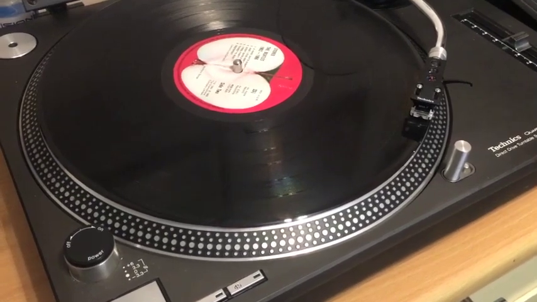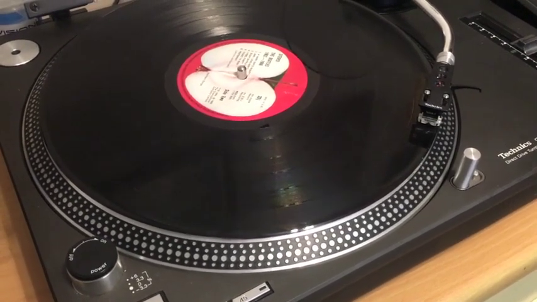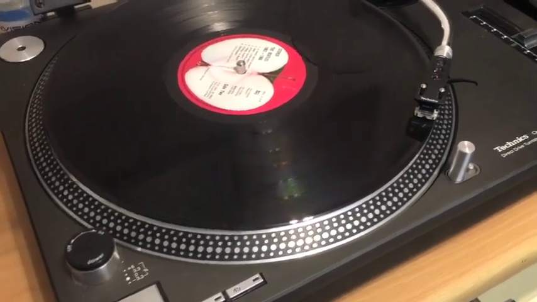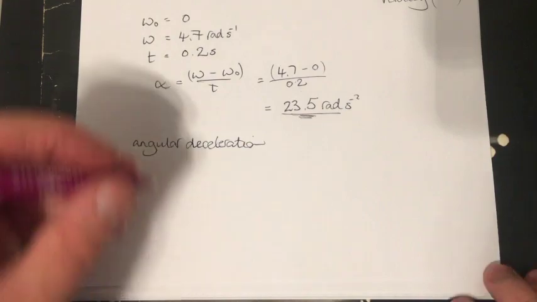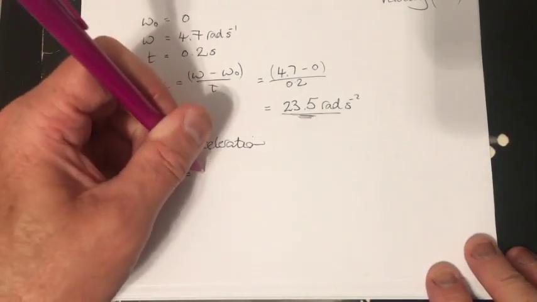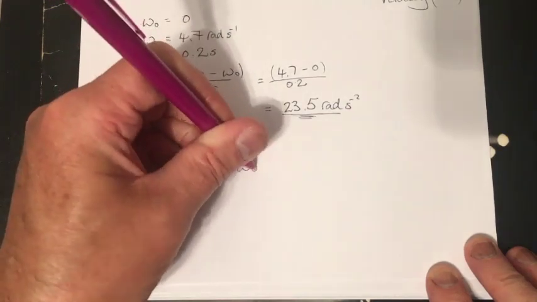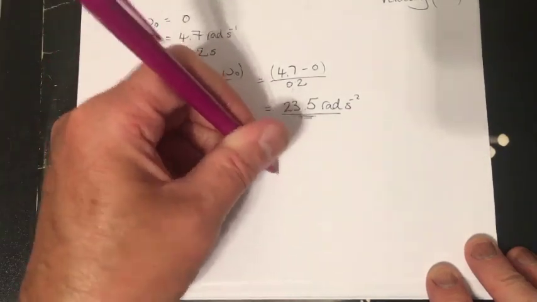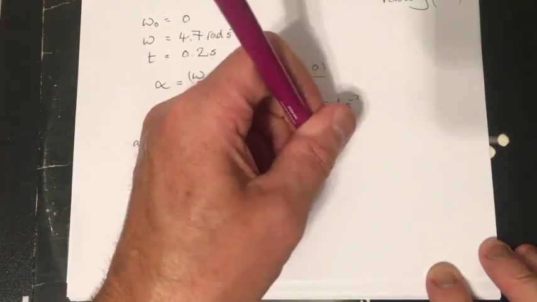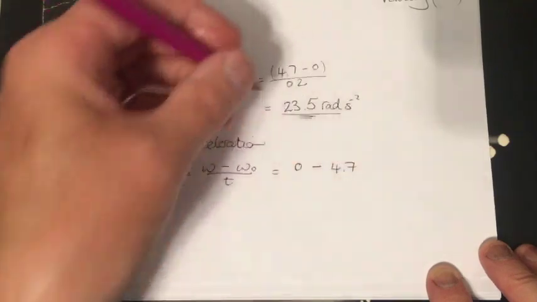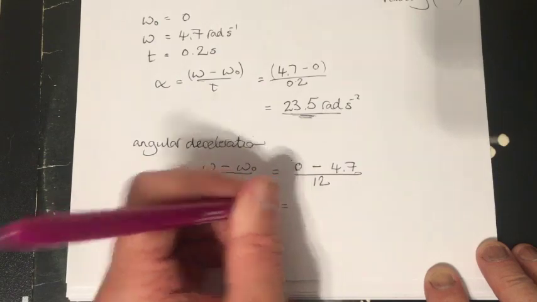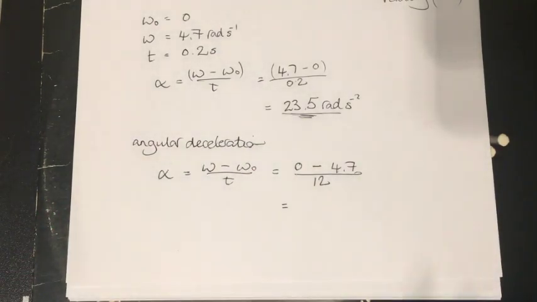It's got an angular deceleration. It takes 12 seconds to stop. I wonder if we could work out its angular deceleration. I'm back. Okay, let's work out its angular deceleration. So this time, its final angular velocity was 0. It started off going at 4.7, and this time it took 12 seconds to slow down and stop. What's the angular deceleration going to be?